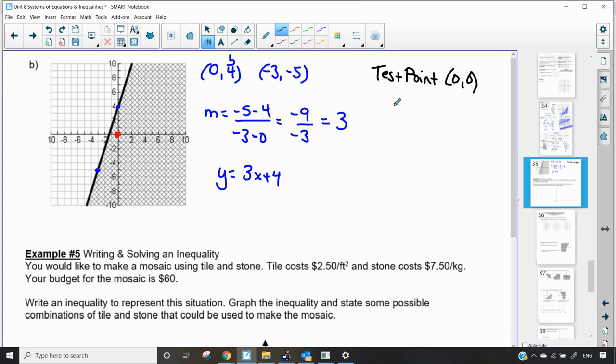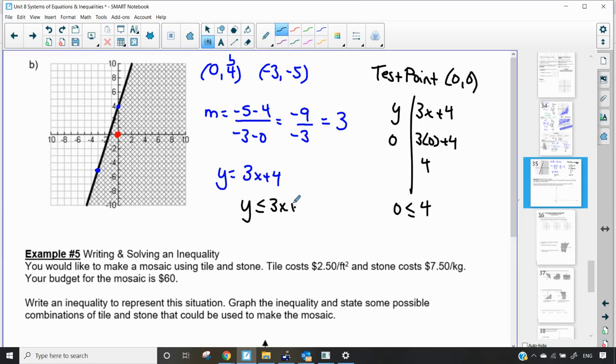Setting up my equation, I've got y and 3x plus 4. So we sub in 0, and then 3 times 0 plus 4. So 3 times 0 is 0 plus 4 is 4. Well, 0 is less than or equal to 4. Notice I included the equal to because this is a solid line. So my inequality will be y is less than or equal to 3x plus 4.